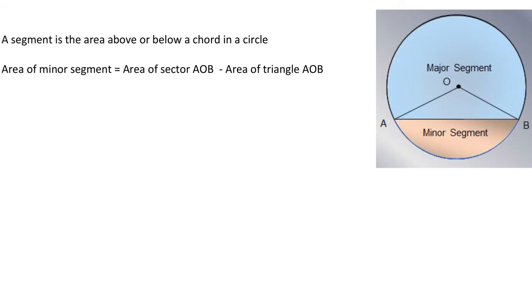A segment of a circle is the area above or below a chord, and because the blue part of the circle here is greater than half of it, it's called a major, and the orange one is a minor because it's less than half. To work out the area of a segment, we work out the area of the sector, and to do that, remember that was the angle fraction, so theta over 360 times pi r squared, and then we need to subtract the area of the triangle.